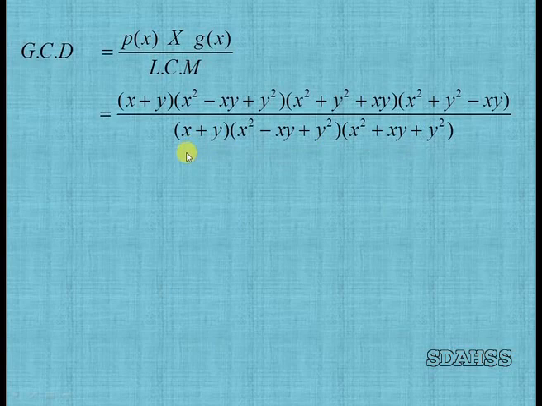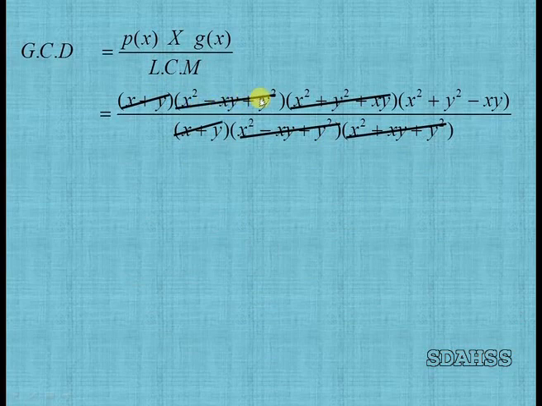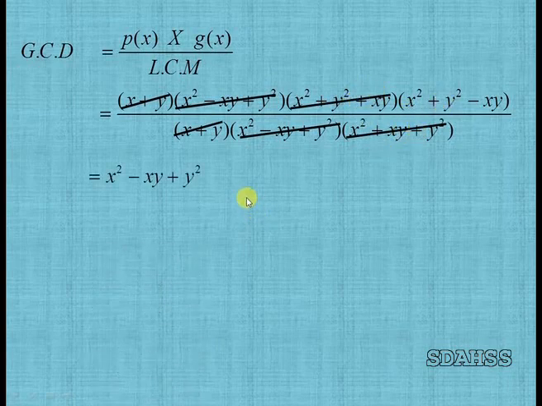Now cancel the common factors. X plus y cancel. So x square minus xy plus y square cancel. So x square plus y square plus xy cancel. So remaining you will get x square plus y square minus xy.